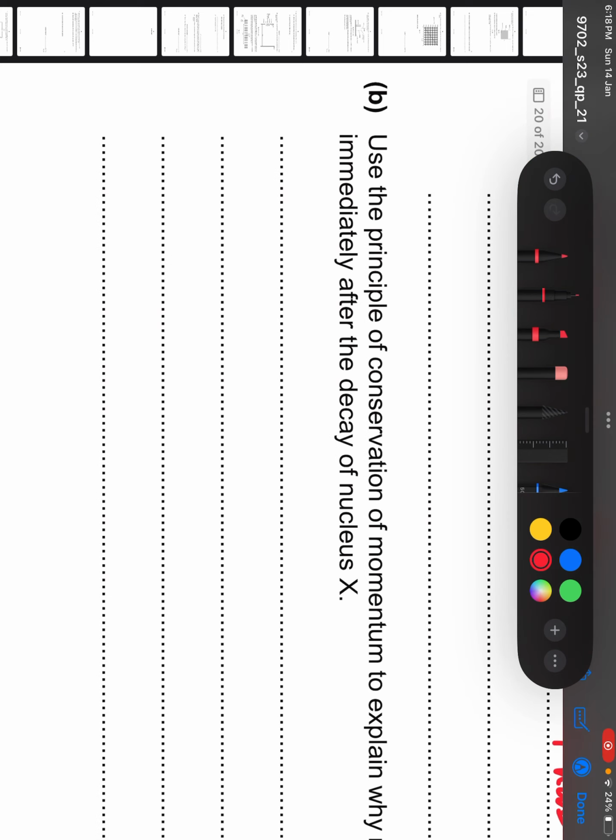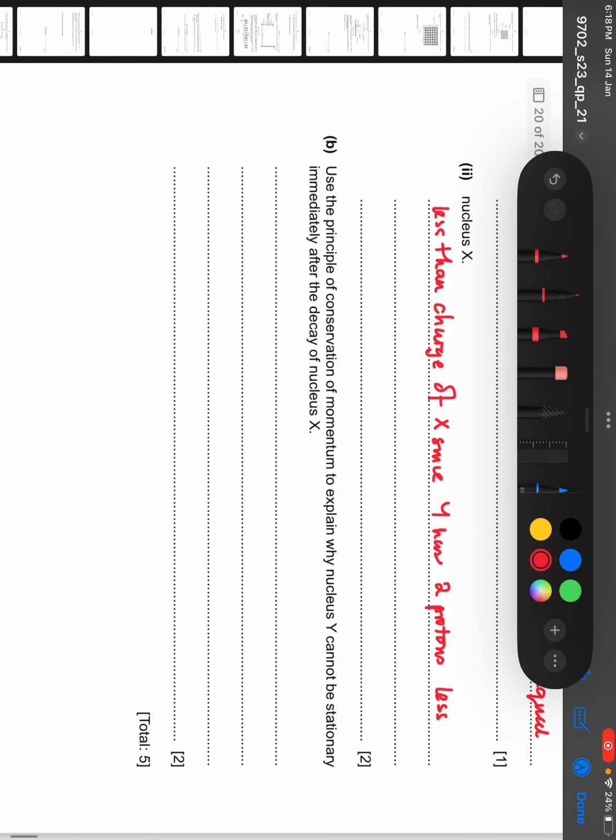Then finally, use the principle of conservation of momentum to explain why nucleus Y cannot be stationary immediately after the decay of nucleus X. You can never answer a question, especially one where you have been directed on the principle to use, and ignore the principle that they want you to use. Besides, this makes it easy for you to know how to answer, provided that you know what the principle of conservation of momentum says. So that's the starting point.